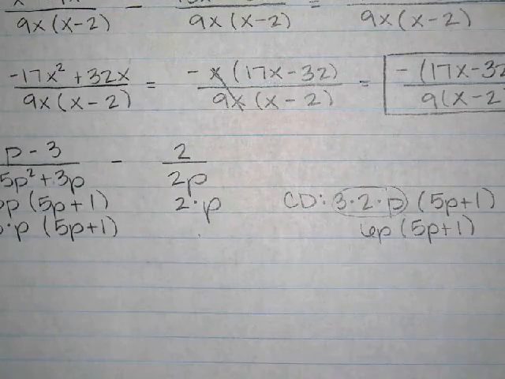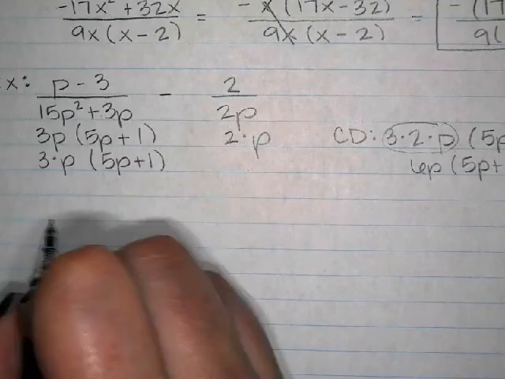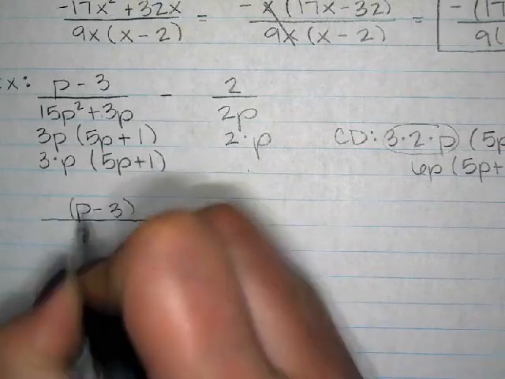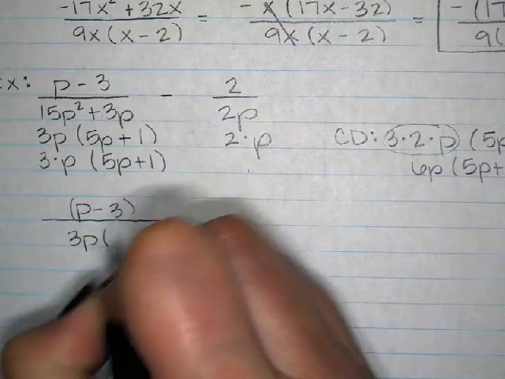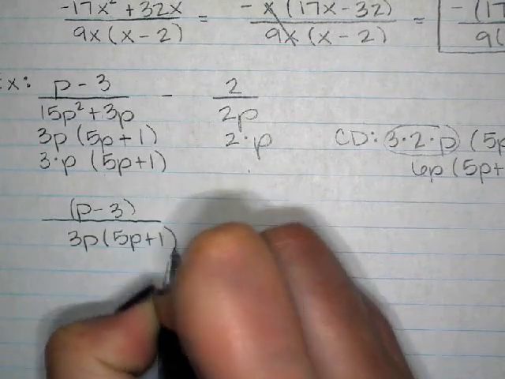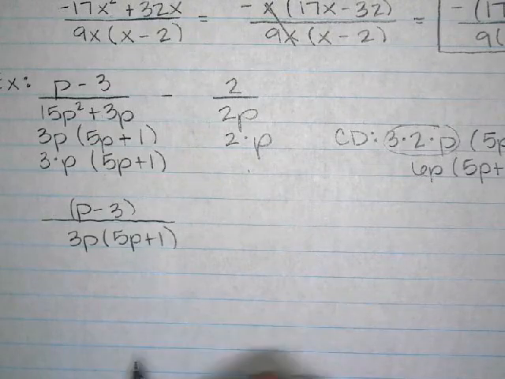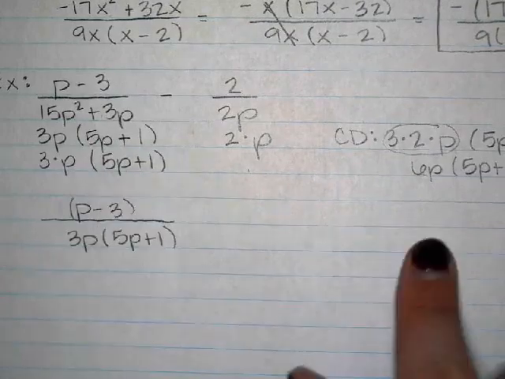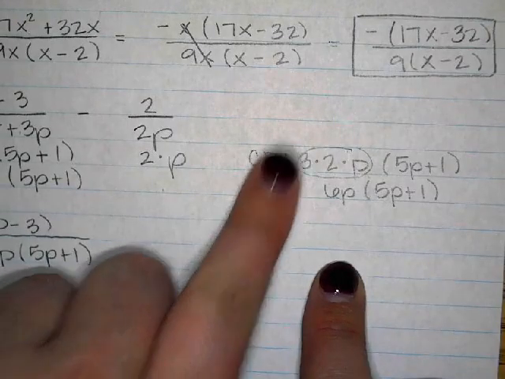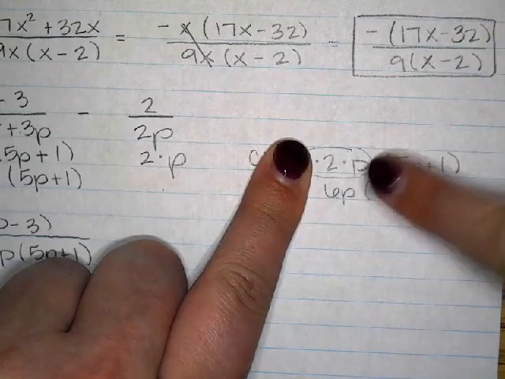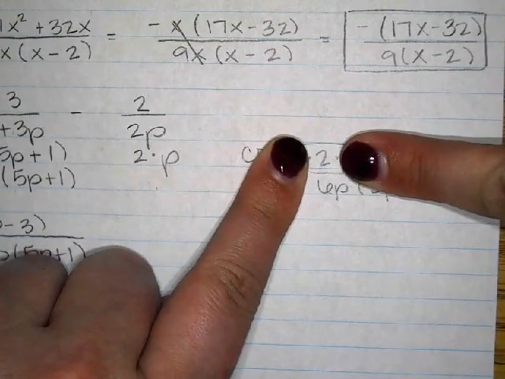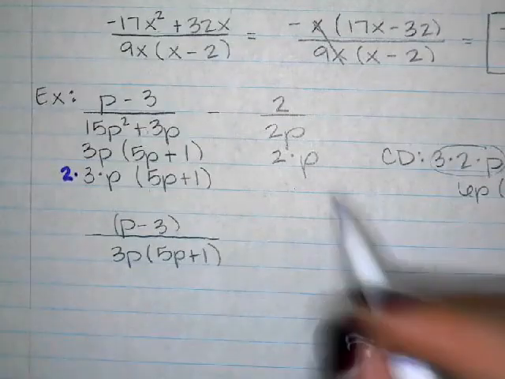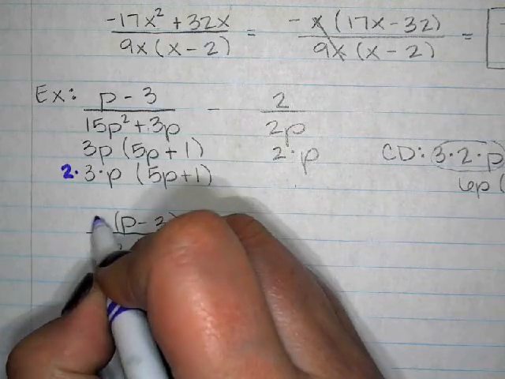All right, so I'm going to start writing down the first fraction. So it's currently 3p times 5p plus 1. The first fraction has a 3, has a p, has a 5p plus 1. So I'm going to cover that stuff up. What does it need? It needs a 2. So I'm going to multiply by 2 on the top and on the bottom.